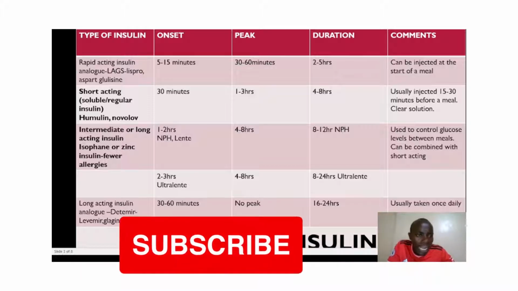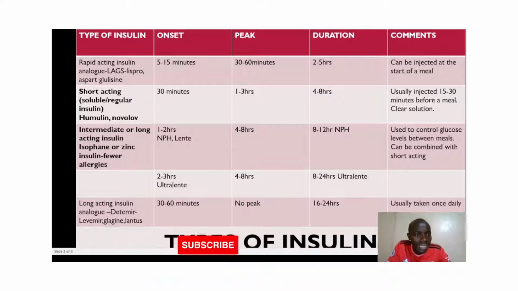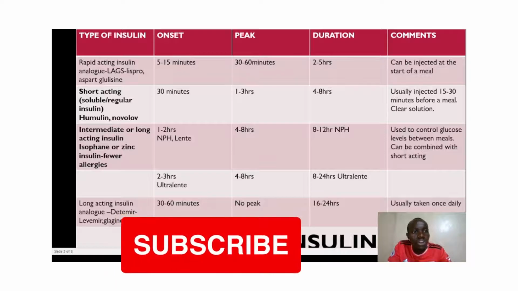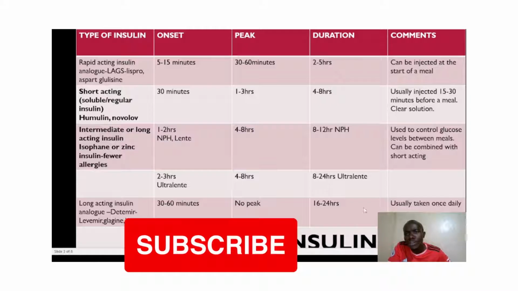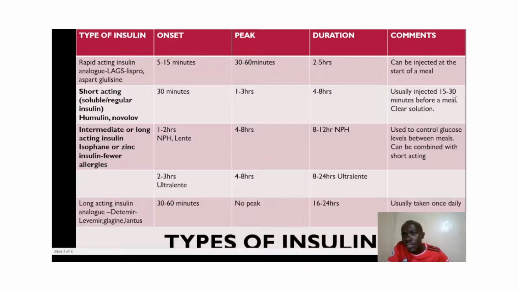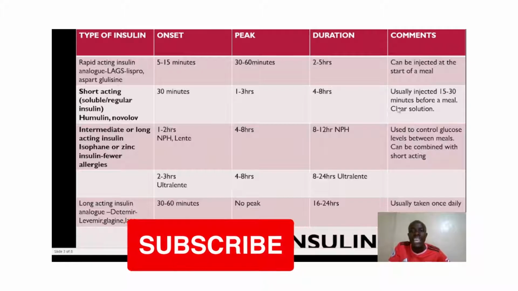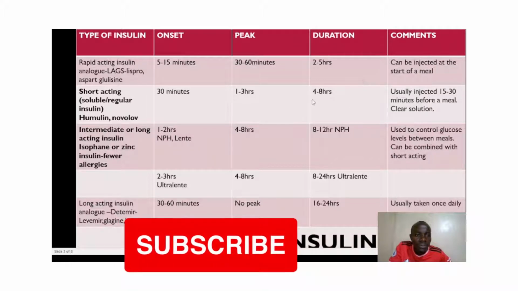So from the rapid, we can now have the short acting, or regular, or soluble insulin. And you should be able to appreciate the injection. This is normally injected 15 to 30 minutes before a meal. It's a clear solution, and its duration is 4 to 8 hours.